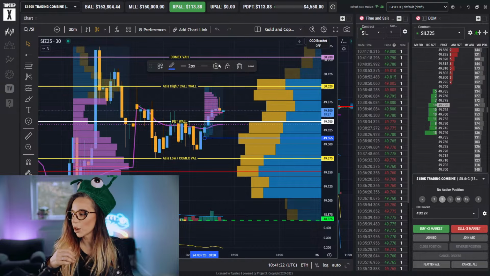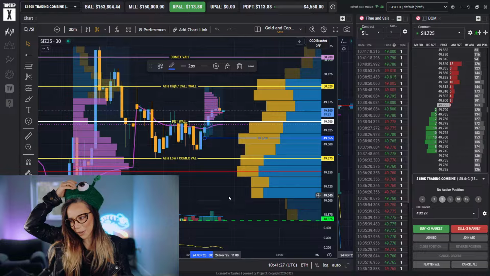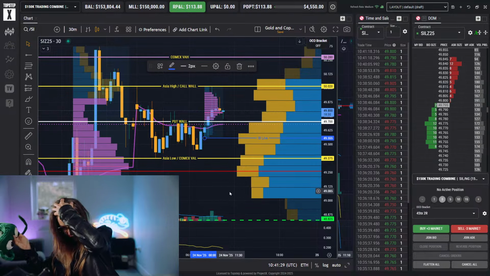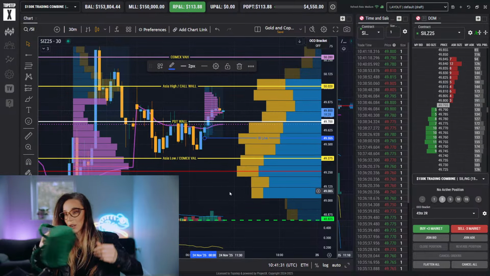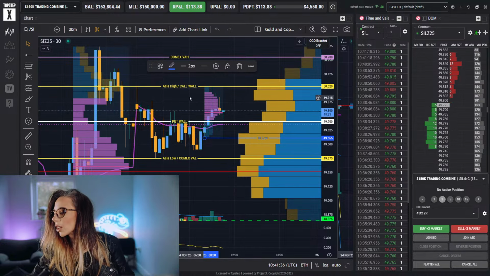So initial balance low. I'm hot in this hat. I'm gonna take it off. I'm sorry, guys. I get really hot. I just messed my hair up. I did my hair last night and everything.